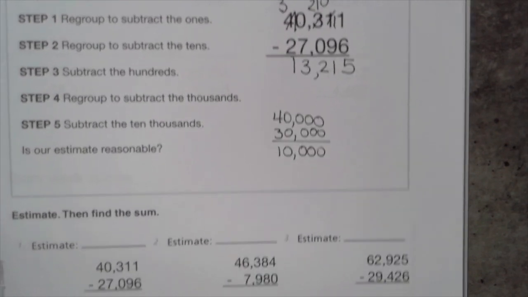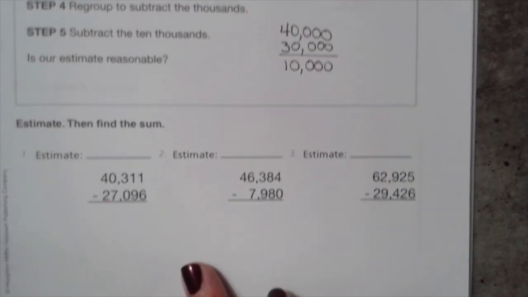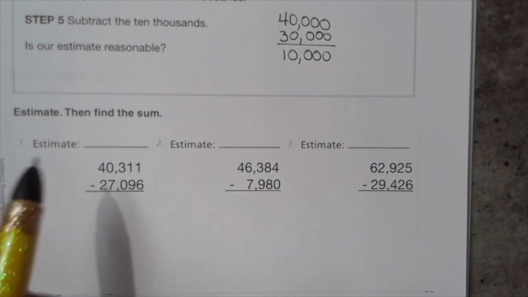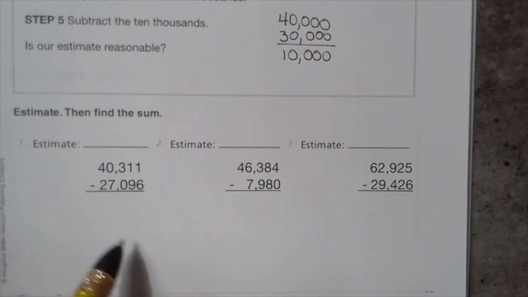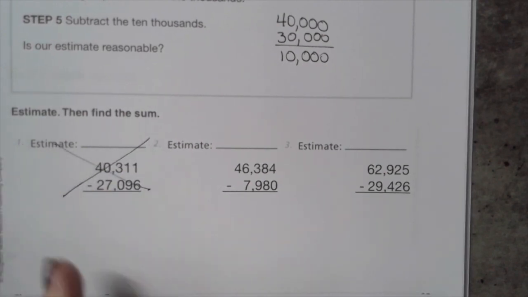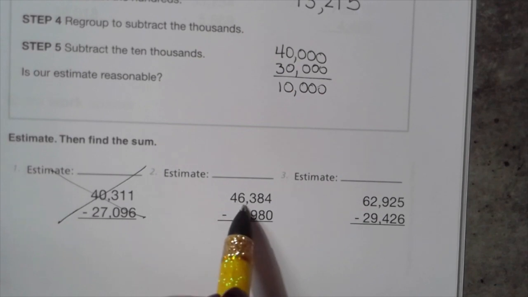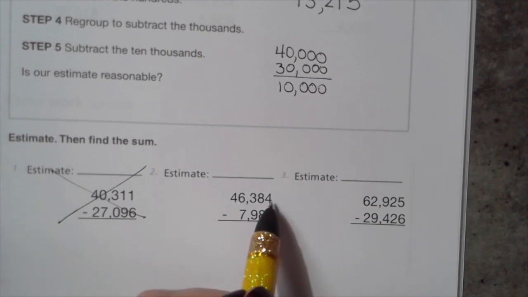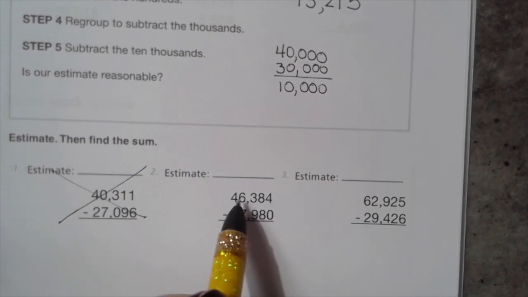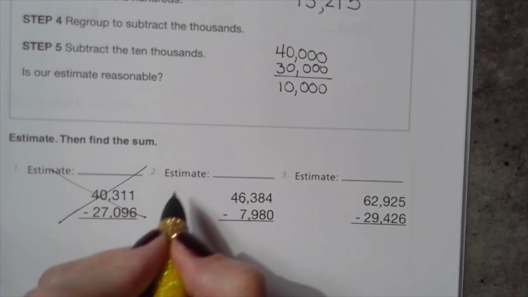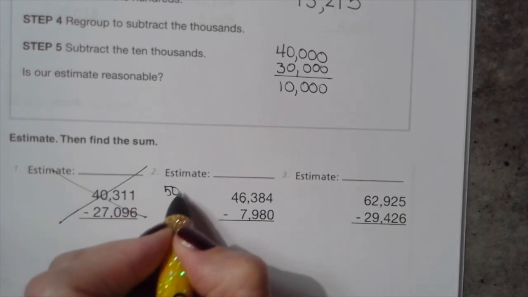All right, pick up your pencil and let's work these with me. Okay, so we just did the rounding there. Actually, we just did the subtraction there. Hey, let's mark that one out. Okay, so 46,384. What would that round to? It's got 4 here. Look next door, I've got a 6. 5 or more, add 1 more. So we would round that to 50,000.